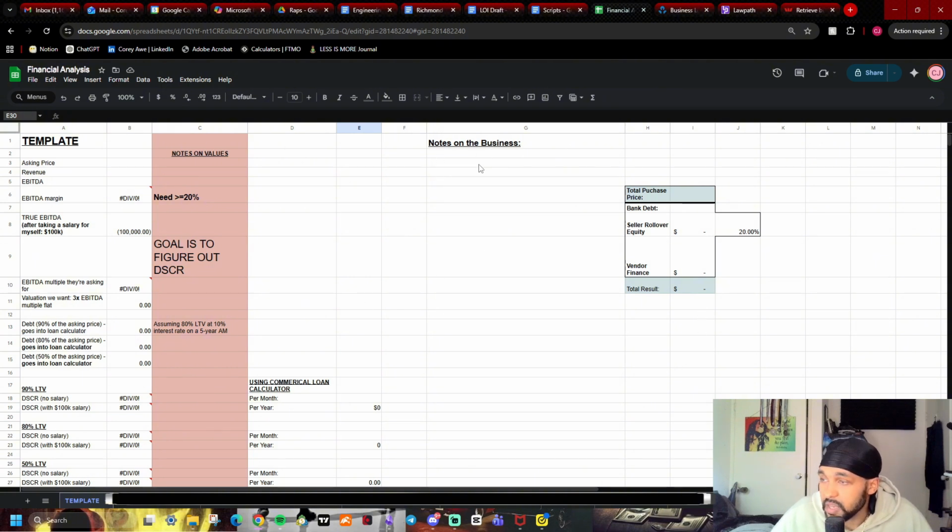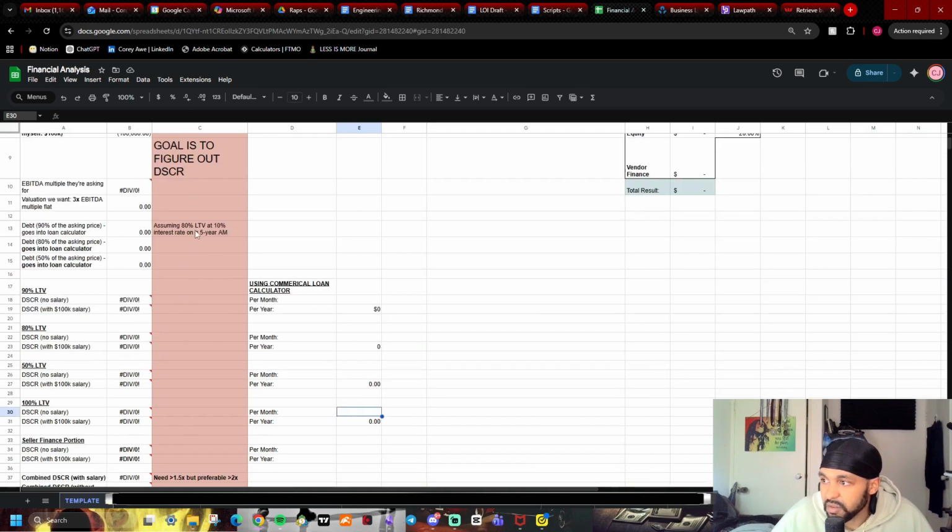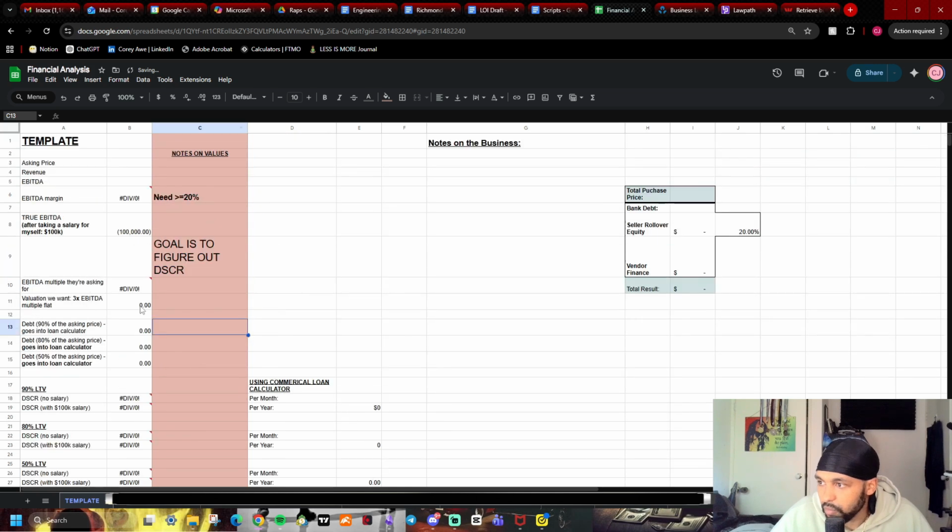I left a little bit of space just to give a couple of notes on it, and just gave a bit of notes here of what you'd want to see with a number to the left of that. So, that's just a brief breakdown of the calculator that I use. Do with this what you will.